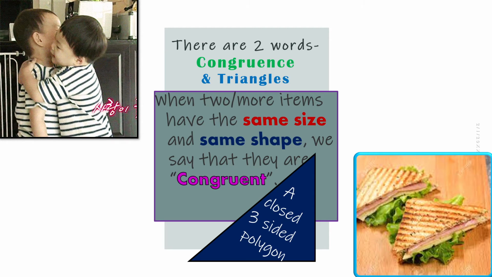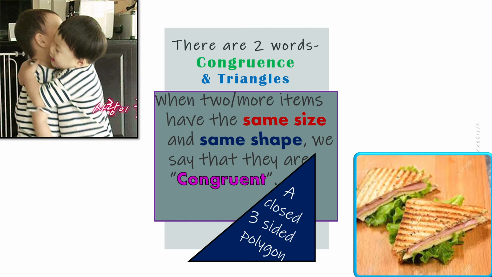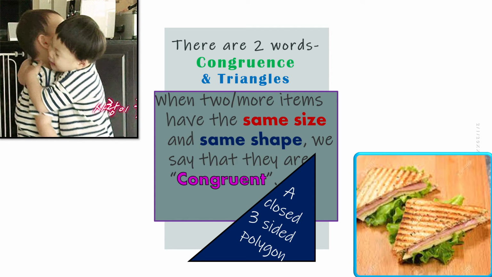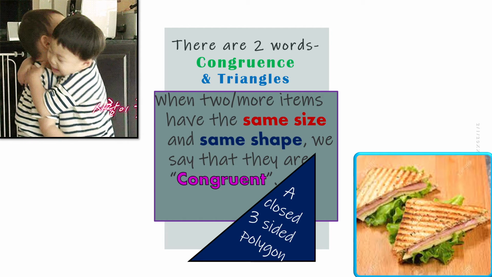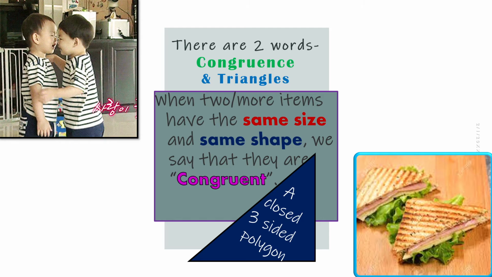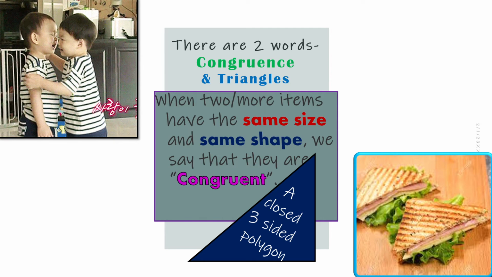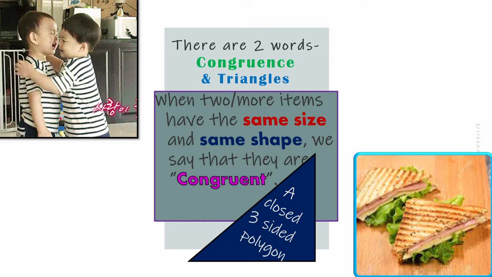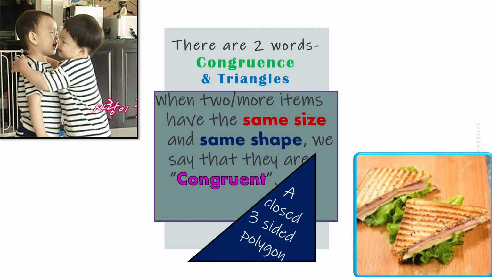So this concept consists of two words, congruency and triangles. When two or more items have the same size and same shape, we say that they are congruent. So emphasize: same size and same shape. These are the two keywords. Remember it. What does it mean? The twin brothers are congruent?